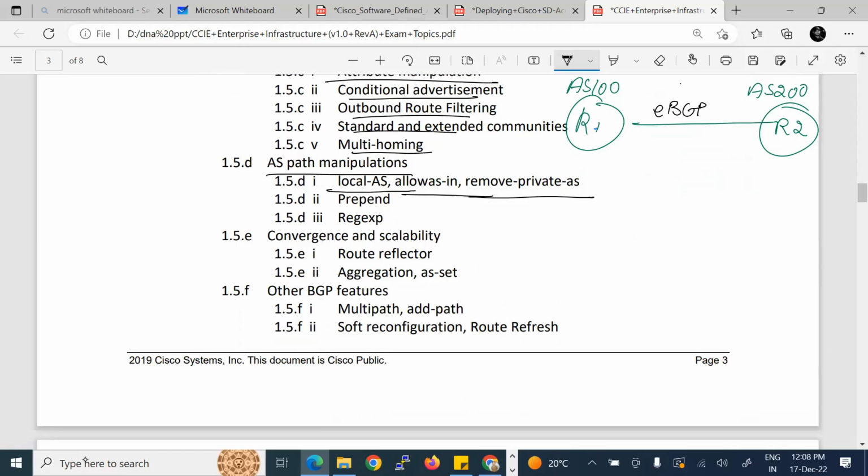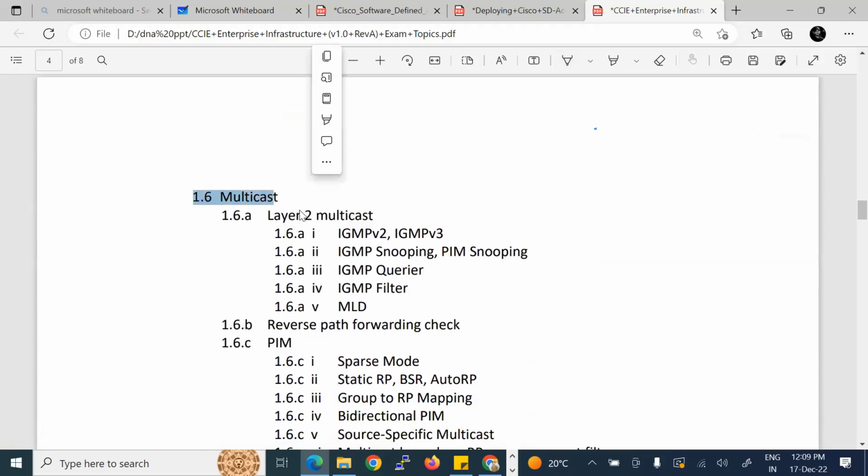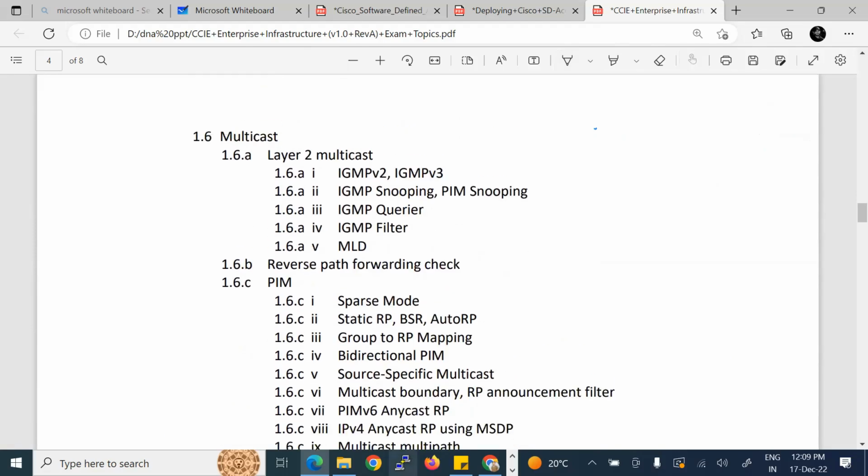BGP is a very big protocol. We will be covering it. Don't worry. I'm not very much focused on the switching part. You have done switching in CCNP and that's enough. But in CCIE, we will focus on the routing part, like I'll be discussing BGP in detail. Again, multicast, that's a problem for many. But don't worry, I'll make it easy for you.